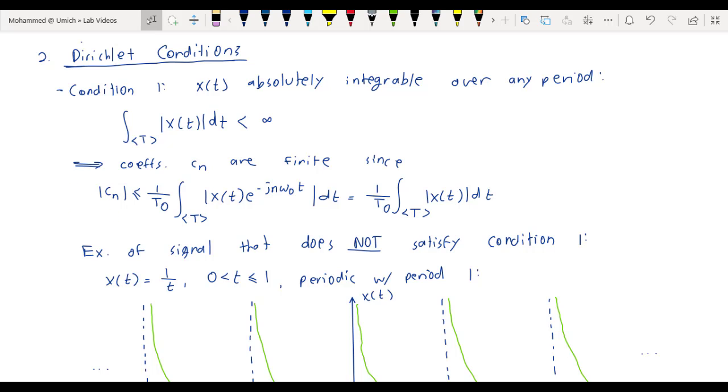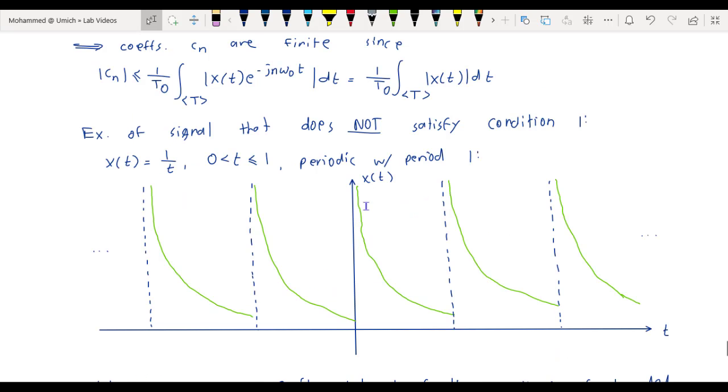As an example, one periodic signal that violates this first Dirichlet condition is the signal defined by x of t equals 1 over t for 0 less than t less than or equal to 1, and is periodic with period 1. If we look at a plot of this periodic signal x of t, we see that it does not satisfy this first Dirichlet condition since the integral over one period is infinity.